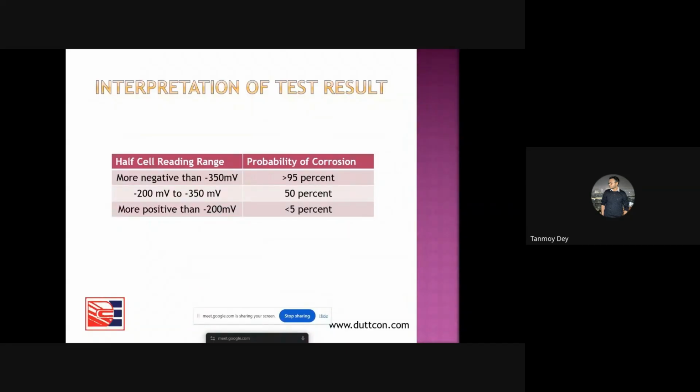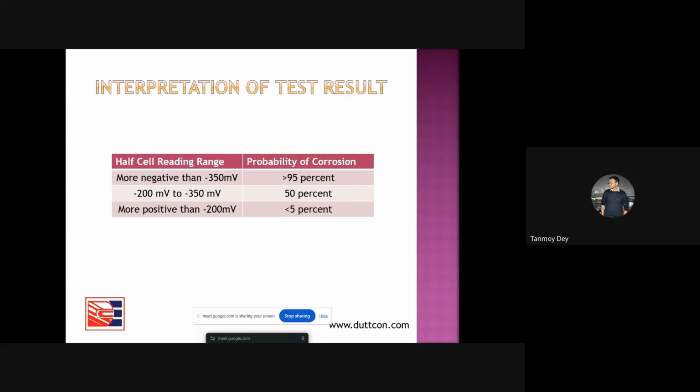I have told, as per IS, if it is more than minus 350, we say there is 95% probability of corrosion. If it is minus 200 to minus 350, it is more or less okay, or less probability. If it is less than minus 200, it is okay. 5% corrosion is admissible, no problem.